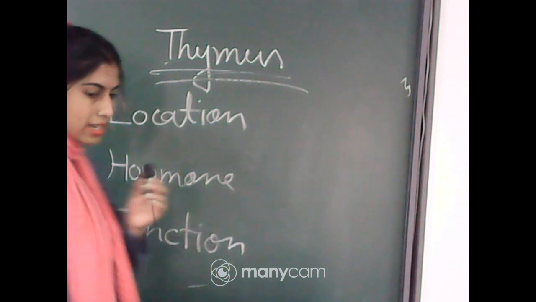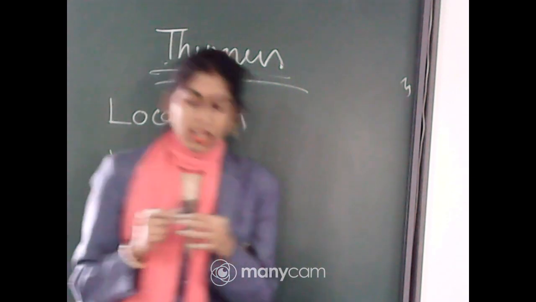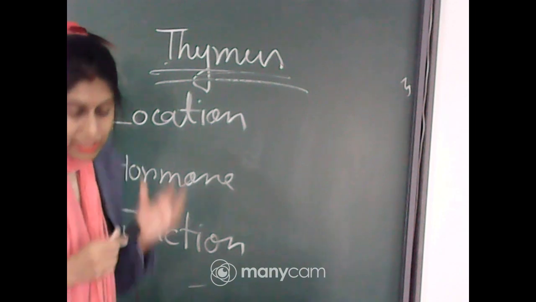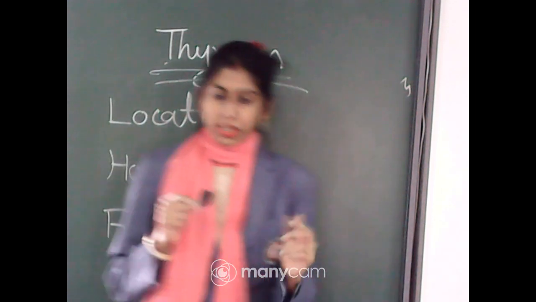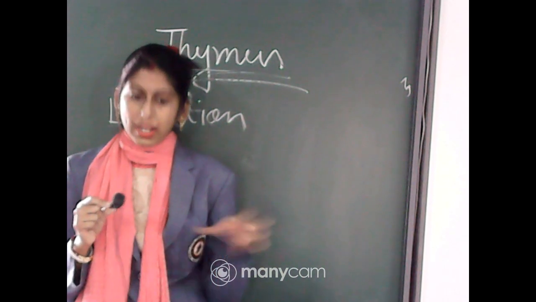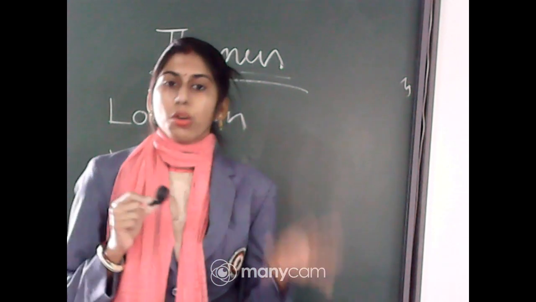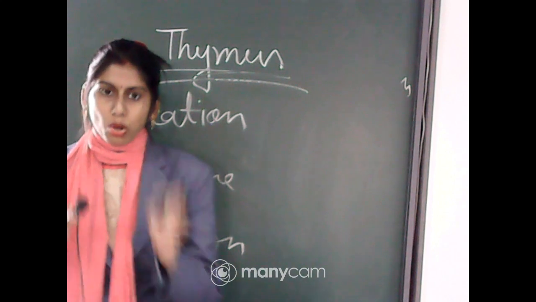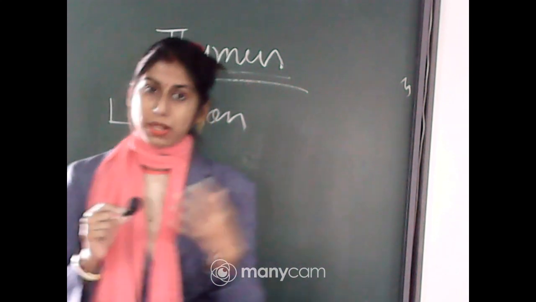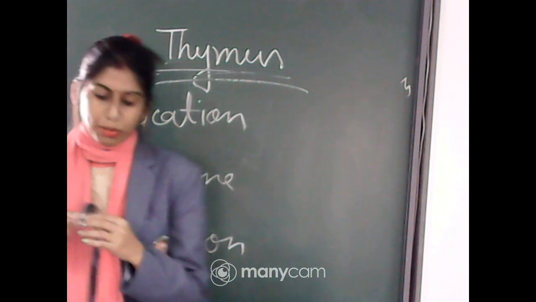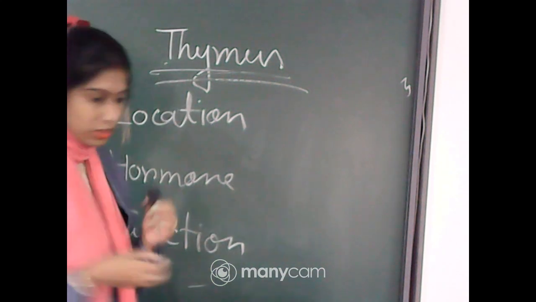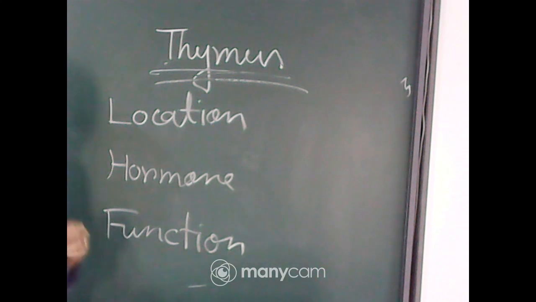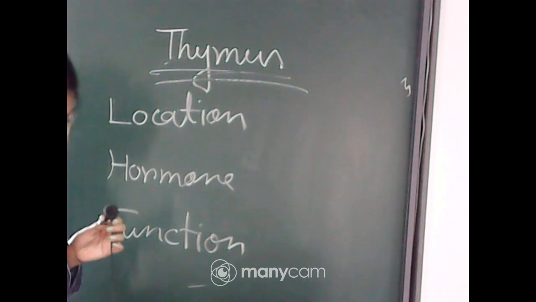So first, the thymus gland is a lobular structure and it is located on the dorsal side of the heart and the aorta. You know the position of the heart and you also know where the aorta is present. So this thymus gland is present on the dorsal side of the heart and aorta. Now you have to know the name of the hormone which is released from the thymus gland, and the name of the hormone is thymosins.